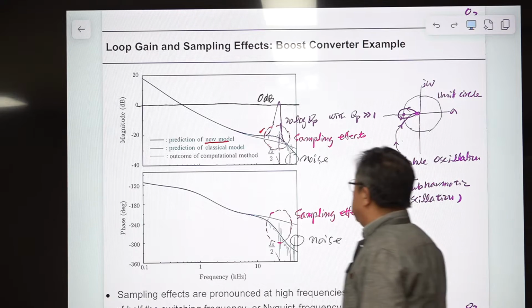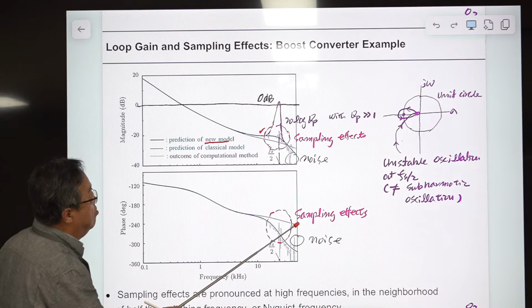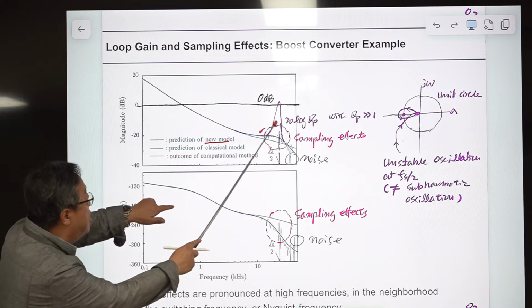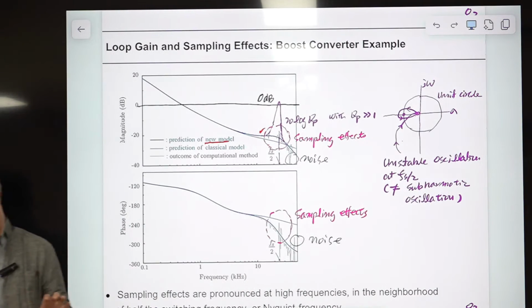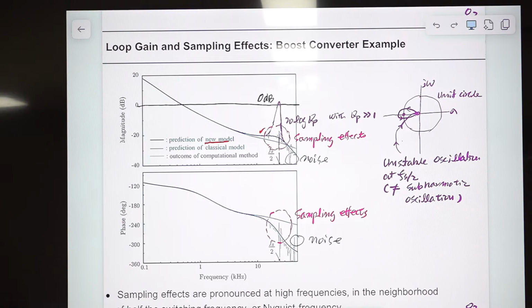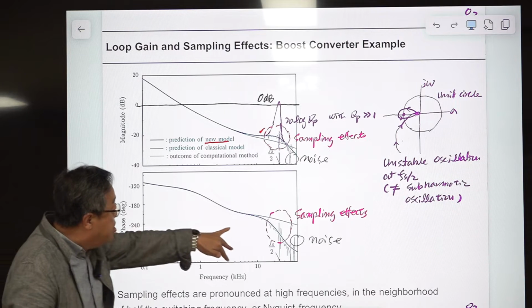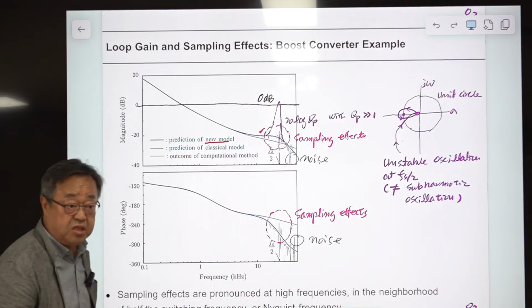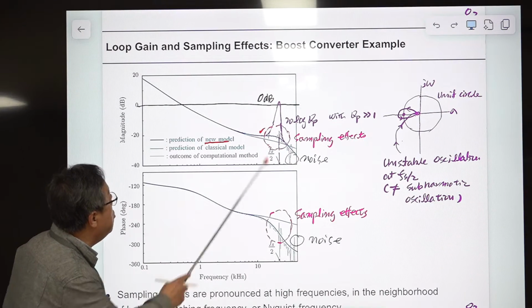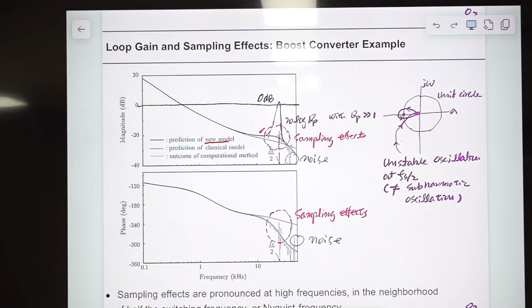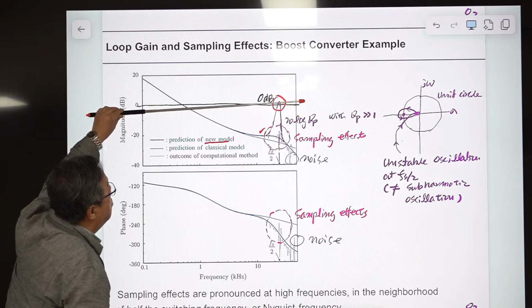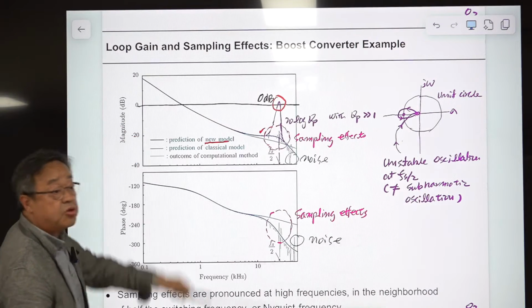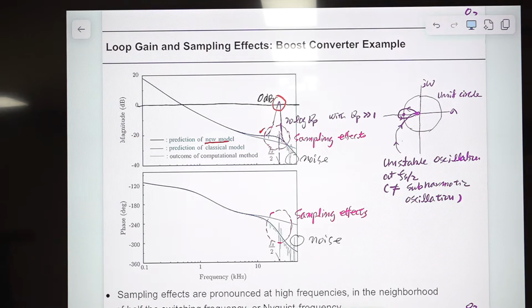Phase: the classical model is here, but we know this sampling effect will introduce additional phase delay. We know from the Middlebrook modulator gain expression, there will be some additional phase unaccounted for in the classical analysis. It is shown here. So think about this peaking. When the peaking occurs above this 0 dB line, then the magnitude of this loop gain becomes larger than unity. That is the meaning of this 0 dB line.